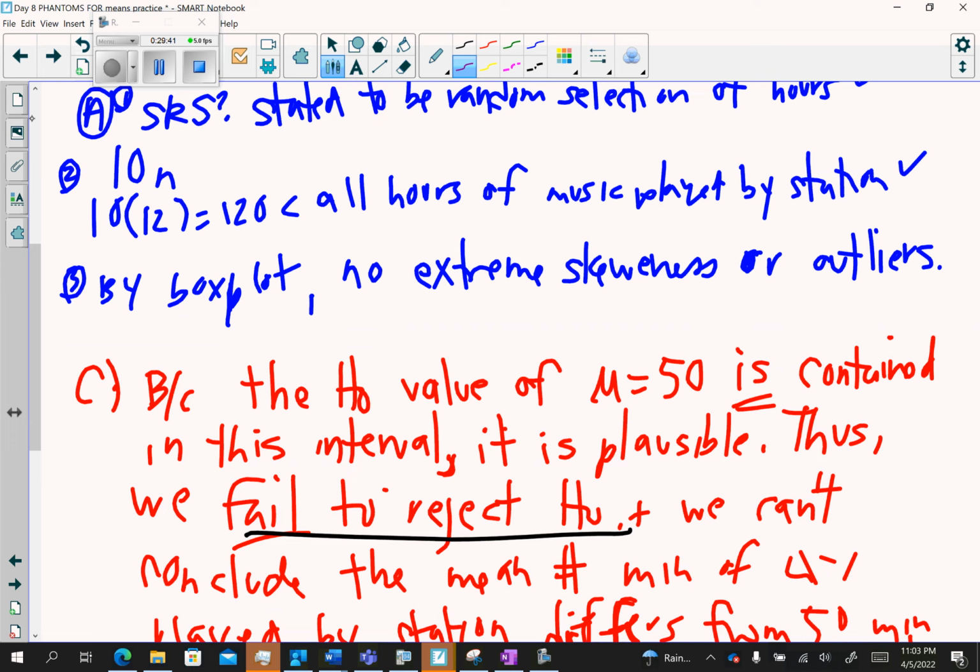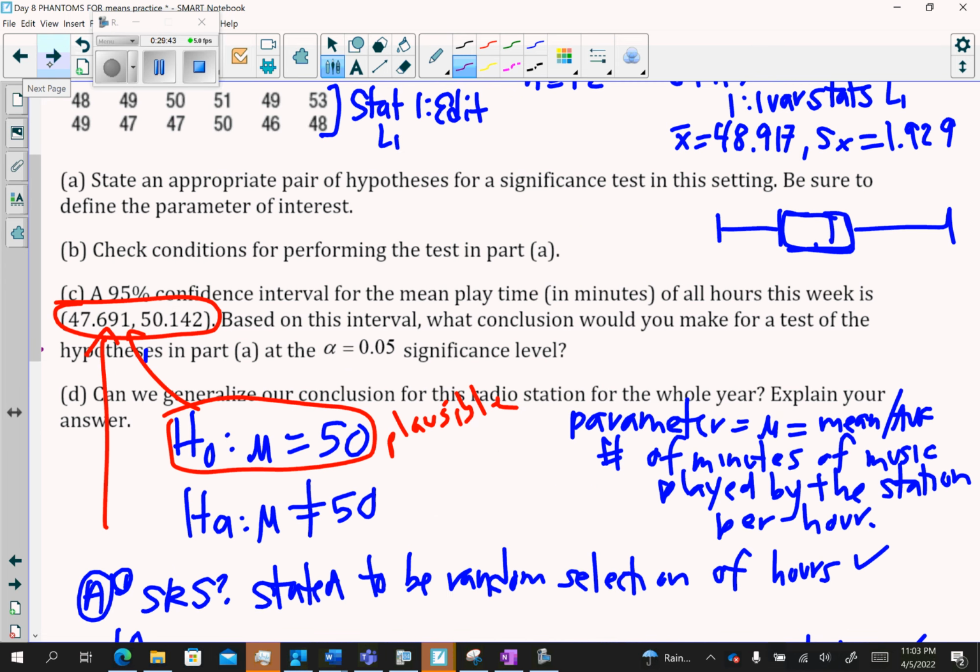Okay. So now, lastly, we go back to part D. And part D says, can we generalize our conclusion for this radio station for the whole year? I don't know.